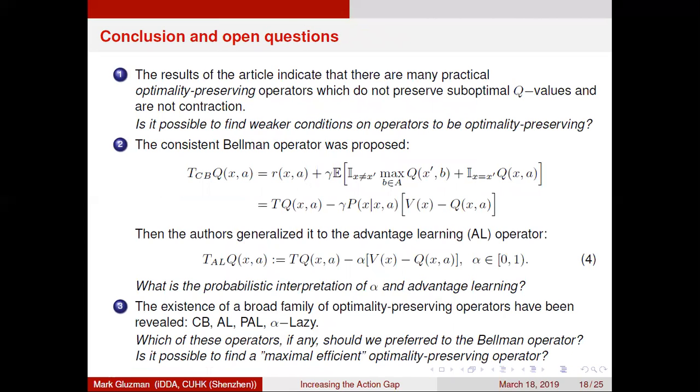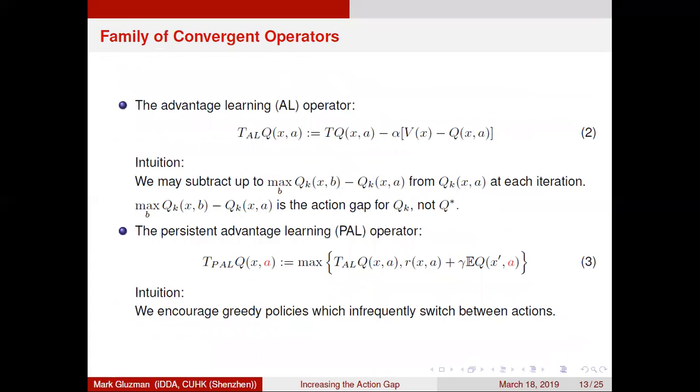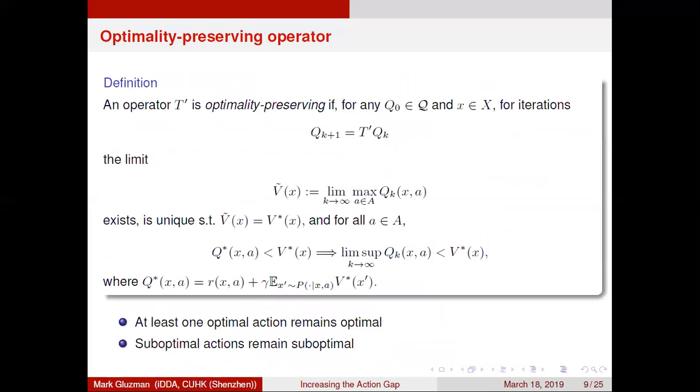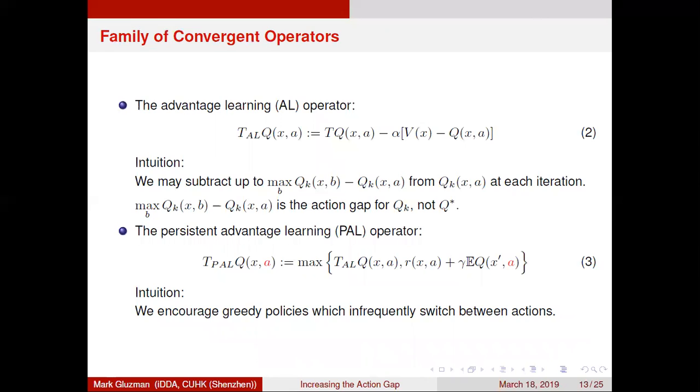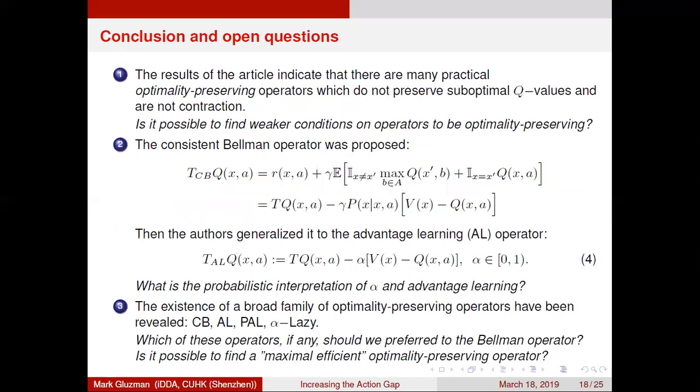So let me state a conclusion and open questions. In the results of the article, they found many practical optimality-preserving operators that do not preserve suboptimal Q values, but are optimality-preserving and gap-increasing. However, the open question is: can we find a stronger theorem than this one? This is just sufficient properties of the T-star. What are the necessary properties? Can we find weaker conditions on the operators to be optimality-preserving?